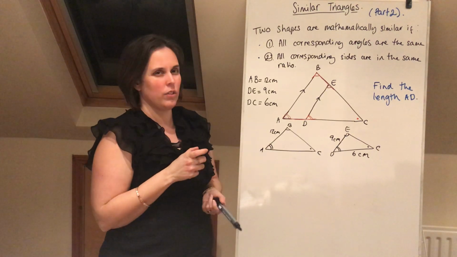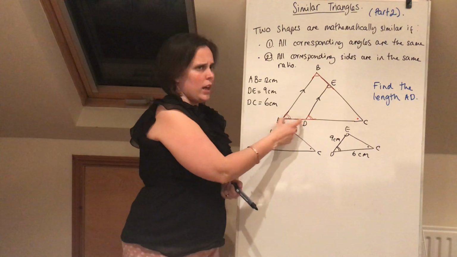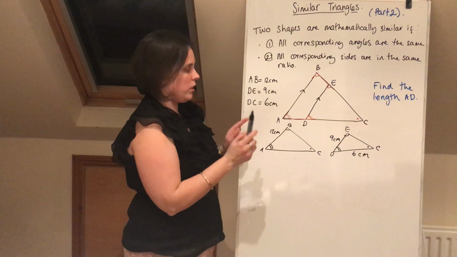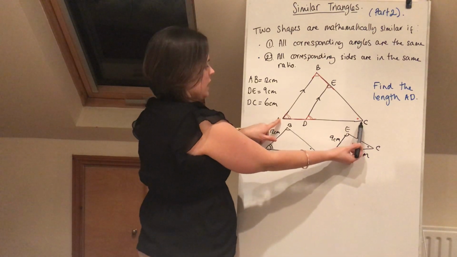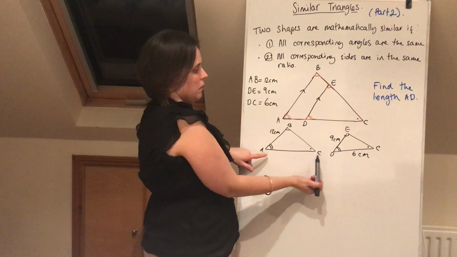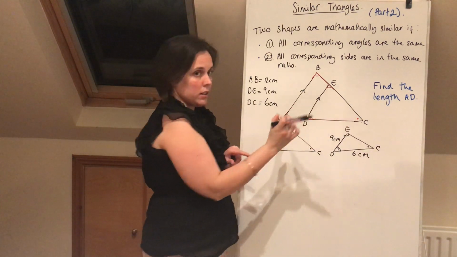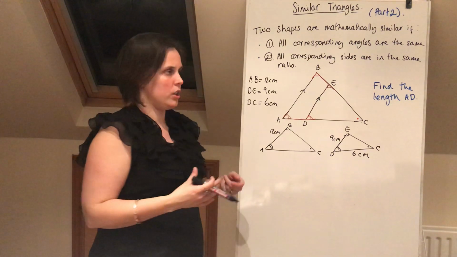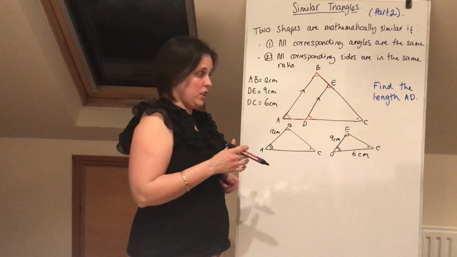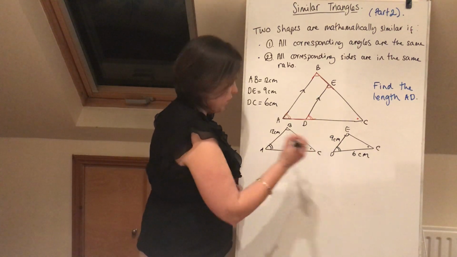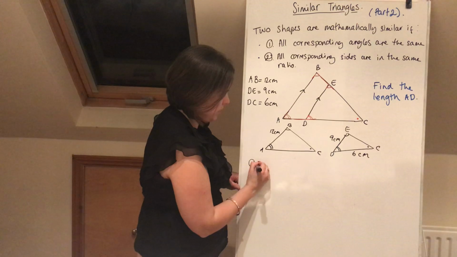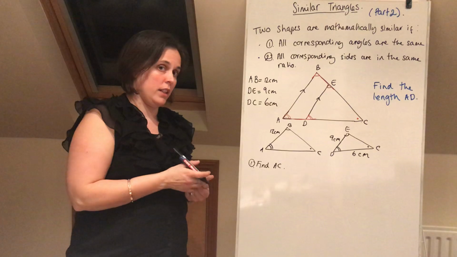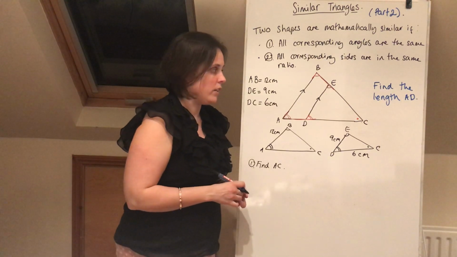Now the question says we've got to find the length of AD. AD is not actually a length of either of the triangles, but if we find the length of AC, which is this one here, and we already know DC, we can subtract those two and then we'll have AD. So the key here is looking at what you've got to do, break it down and think about it in stages. Step number one is we've got to find AC. In order to find AC, if you remember from last time, the first thing to do is to find the scale factor.